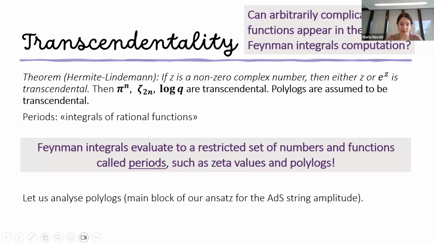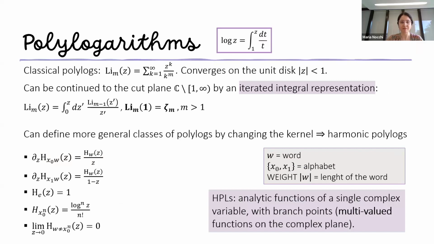Before doing that, I'd like to show you briefly the definitions of polylogs because they are the main block of our answers for all the string amplitudes in AdS. And let's start from the classical polylogs that you are familiar with. So we have Lm of Z. They are defined by this series. This converges on the unit disk, but we can continue this to the cut plane by an iterated integral representation, which is the following. And interestingly, you can notice that when you evaluate that at 1, that can be used as a definition of the zeta at m, zeta of m. So let's keep this in mind because the link between polylogs and zeta will be very important in the following.